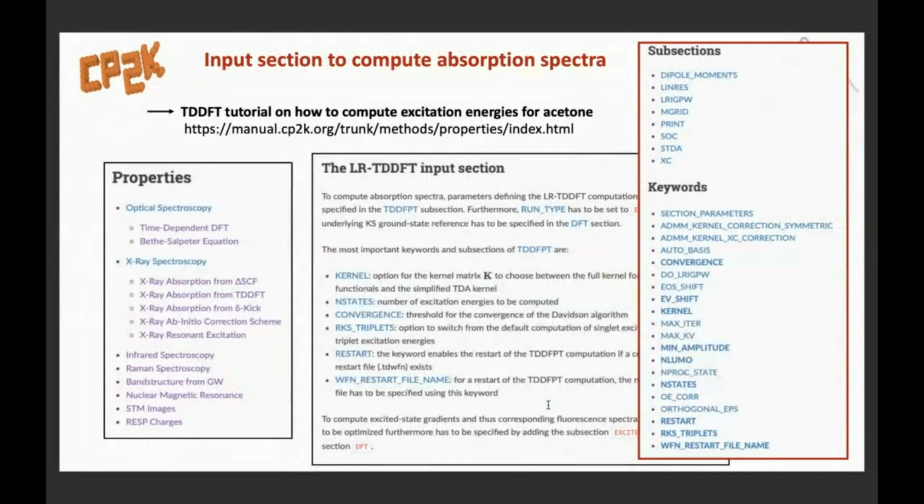So regarding the computation of absorption spectra and excited state gradients, you can also have a look at the tutorial, which is online on the CP2K webpage. Just by going to the section optical spectroscopy, you will find a tutorial on how to compute absorption spectra and emission spectra for acetone. And you will also find all the input and output files and a discussion on all the keywords that are listed.